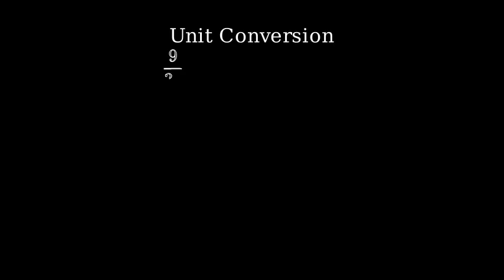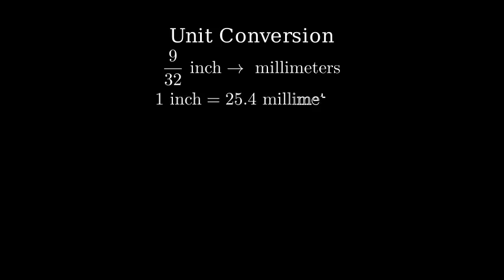Let's learn how to convert 9/32 of an inch to millimeters using dimensional analysis. The key to this conversion is knowing that 1 inch equals exactly 25.4 millimeters. This is our conversion factor. We'll use it to set up our dimensional analysis.